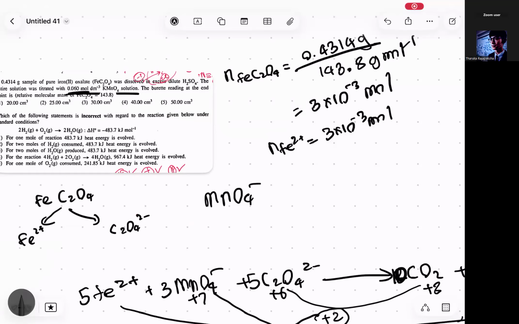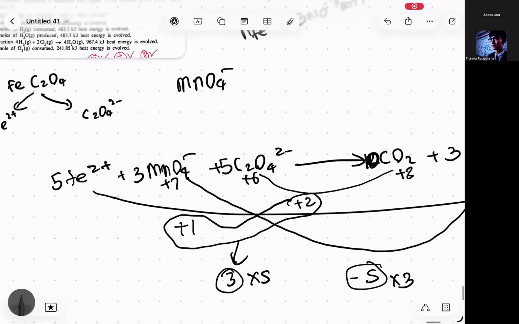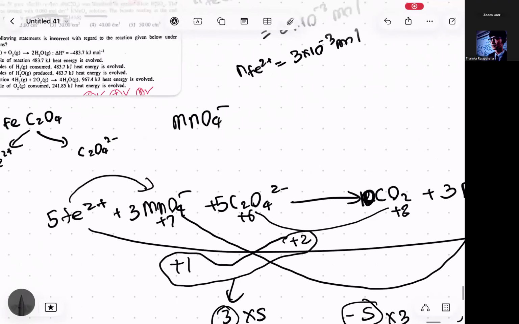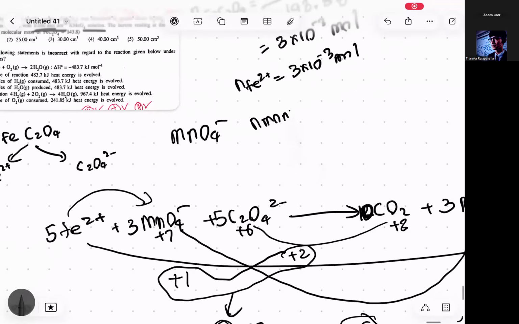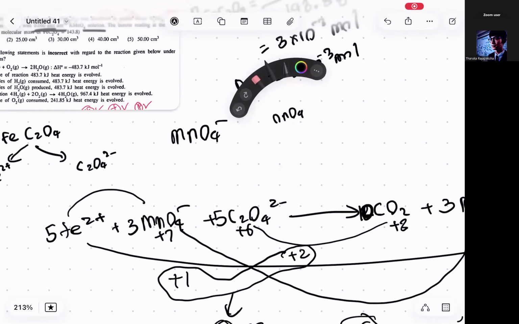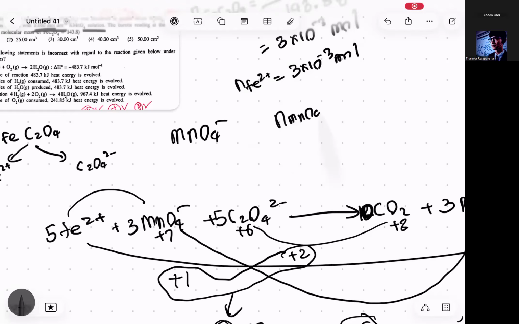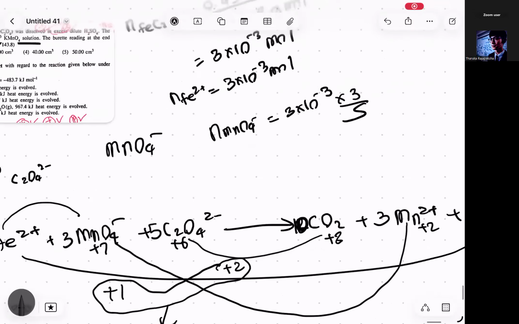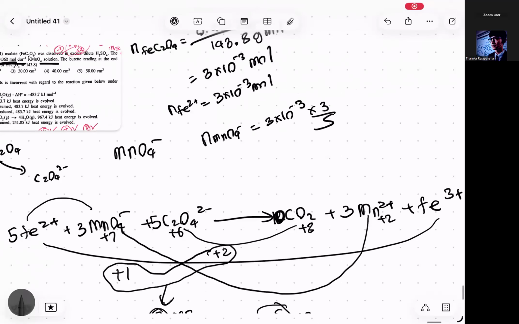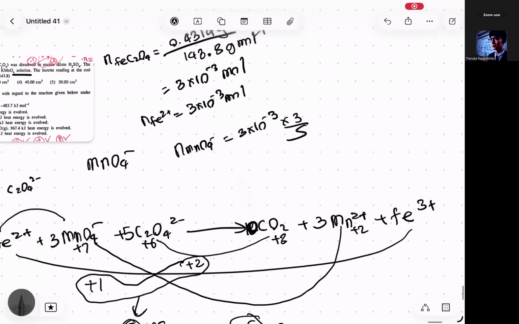Right. Then we can go for the stoichiometric ratio Fe2+ to MnO4-. So number of moles of MnO4- will be 3 into 10 to the power minus 3 multiplied by 3 over 5. Right, so 9 over 5 into 10 to the power minus 3. That's going to be 1.8 into 10 to the power minus 3 moles. Now you have calculated the number of moles of MnO4-.